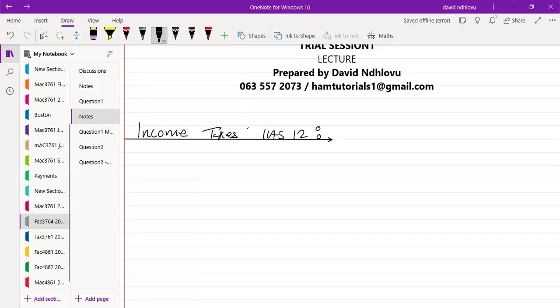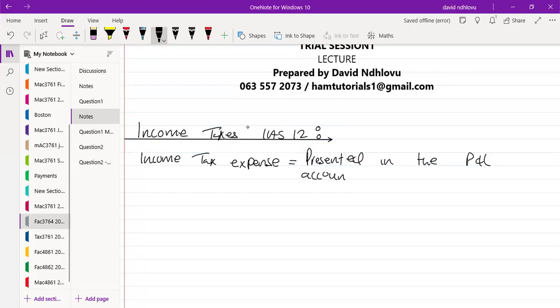Remember we spoke about income tax expense, which we said is presented in the P&L account, in the line below profit before tax. That's the income tax expense.